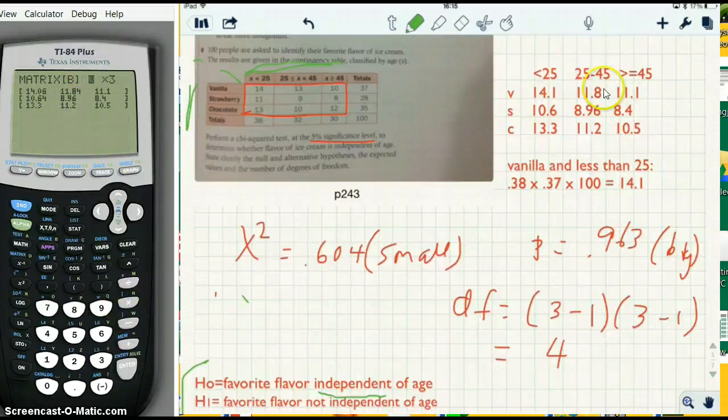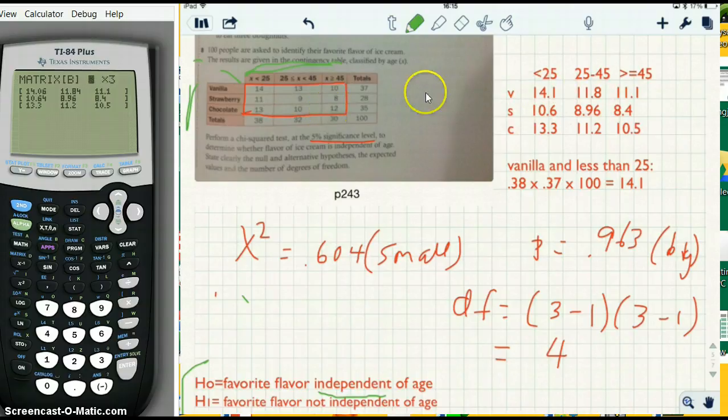I get all the values, and I'm going to put them here: 14.1, 10.6, 13.3, 11.8, 8.96, 11.2, 11.1, 8.4, and 10.5. So those are the 9 values here. And then I divide those into categories: less than 25 years old, 25 to 45 years old, above 45 years old, and vanilla, strawberry, chocolate. Okay, so these are the values that I would expect to get if there was no relationship between age and flavor, but what we got are this.